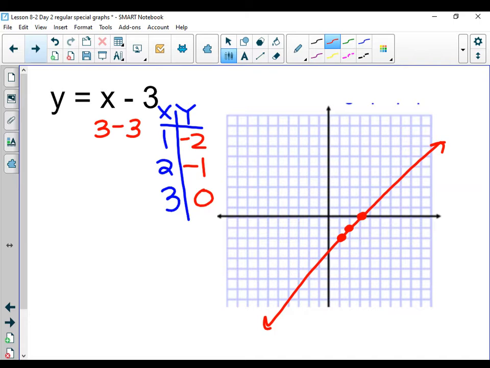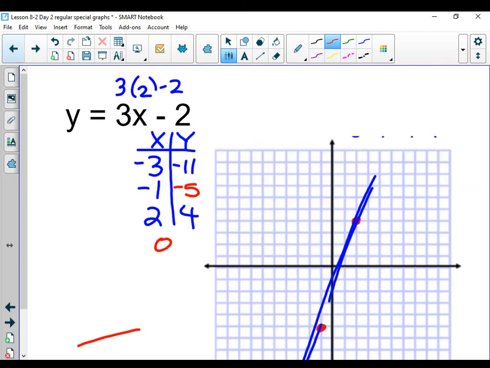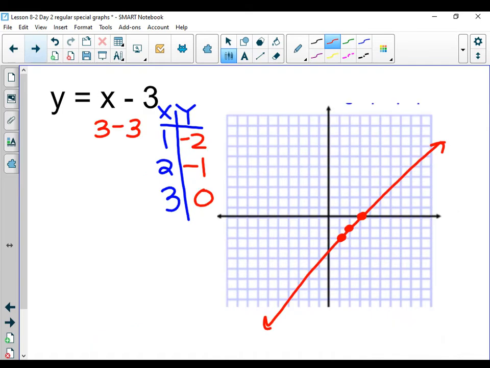Also, did you notice the line is a little bit different? This one seemed to be steeper, and this one was a little bit shallower. So every line looks a little bit different. You ready for the third one?